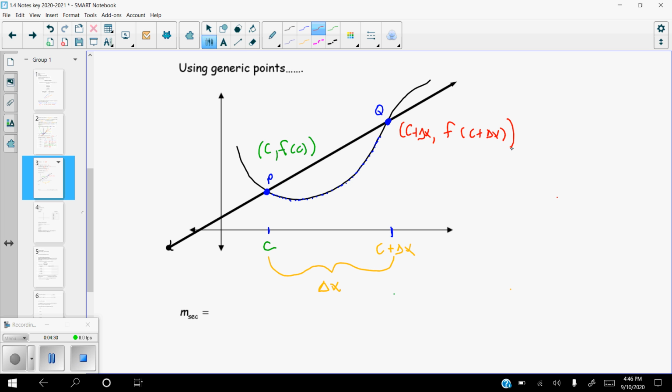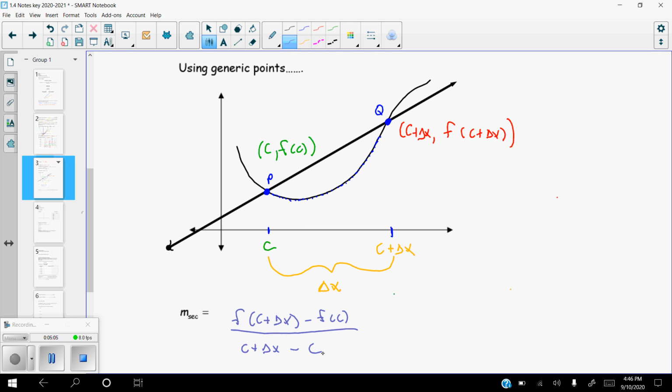Now if I want to find the slope of the secant line, it's y2 minus y1. Well, y2 is f of C plus delta X, minus y1, which is f of C, over x2, which is C plus delta X, minus x1, which is C.